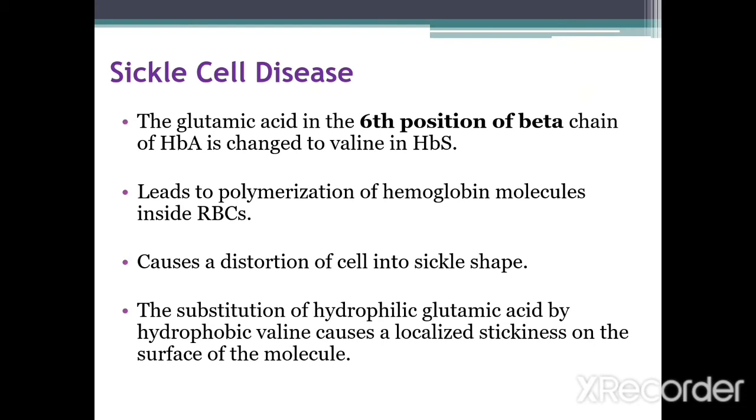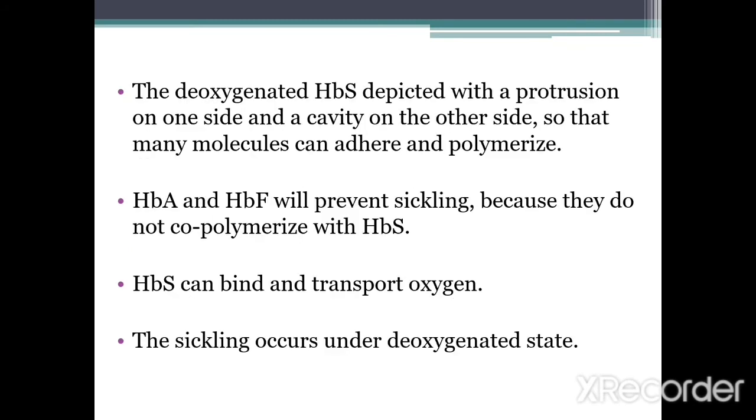The substitution of hydrophilic glutamic acid by hydrophobic valine will cause a localized stickiness on the surface of the molecule. That will cause distortion of the cell leading to the sickle. The deoxygenated HbS has a protrusion on one side and a cavity on the other side, so that many molecules can combine and polymerize.